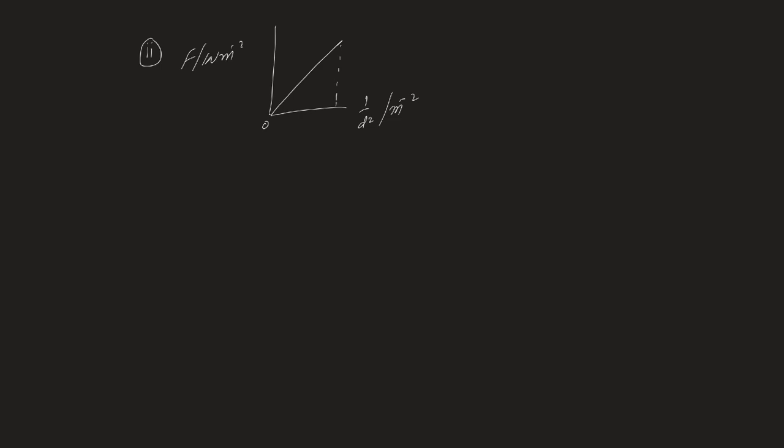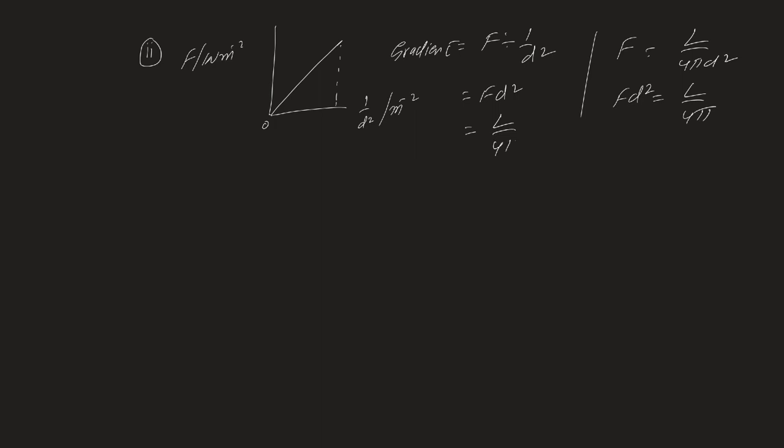If you are looking for the gradient, it will be rise over run, that is F divided by 1 over d square. So what it will be is F d square. Now we know that F is equal to L over 4 pi d square. It means F d square is equal to L over 4 pi. So you can write here L over 4 pi is equal to the gradient, and it will be constant.